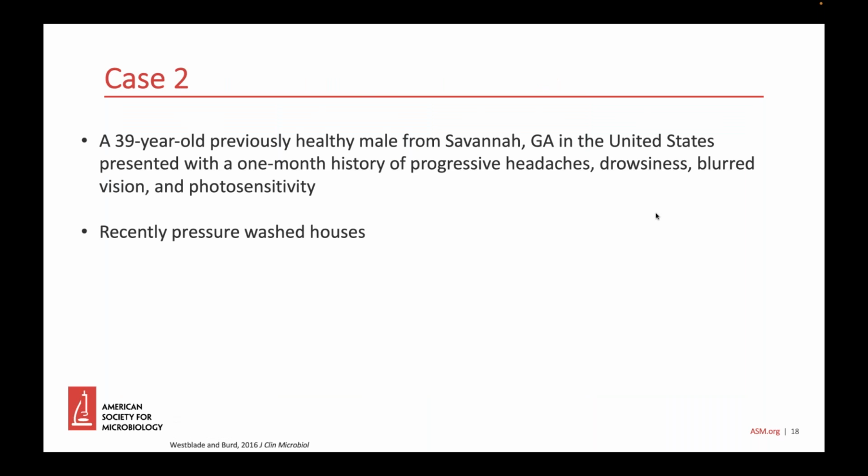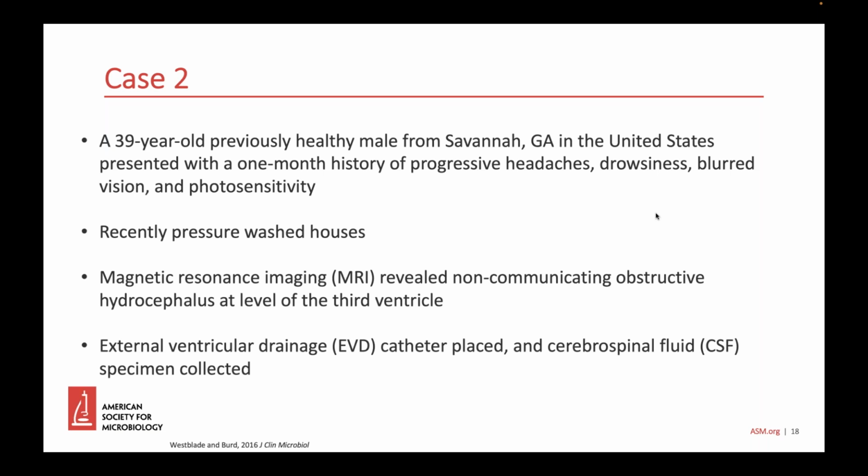So we're going to move on to case 2. This is a 39-year-old previously healthy male from Savannah, Georgia in the United States, presented with a 1-month history of progressive headaches, drowsiness, blurred vision, and photosensitivity. Recently pressure washed houses. MRI revealed a non-communicating obstructive hydrocephalus at the level of the 3rd ventricle. An EVD was placed and CSF specimen was collected.